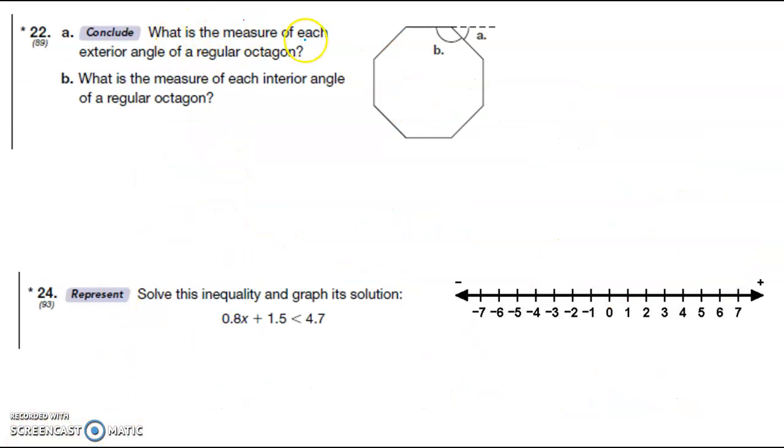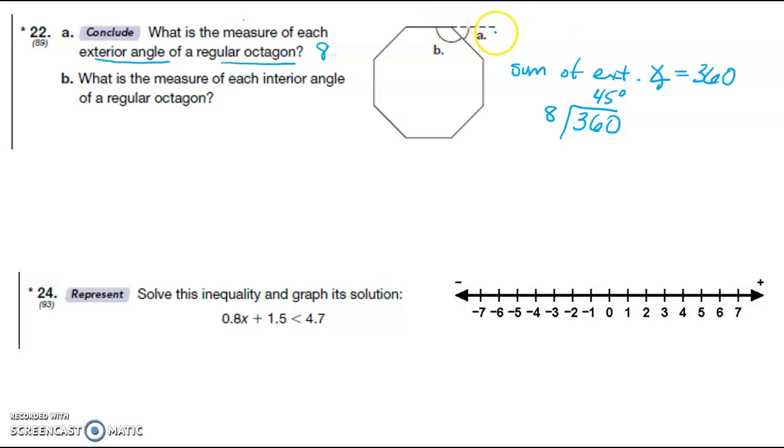All right. What is the measure of each exterior angle of a regular octagon? So an octagon has 8 sides, and we know that the sum of exterior angles on any polygon is going to add up to 360. So I'm going to have to divide 360 by 8 to get A, which is 45 degrees. So A is equal to 45 degrees.